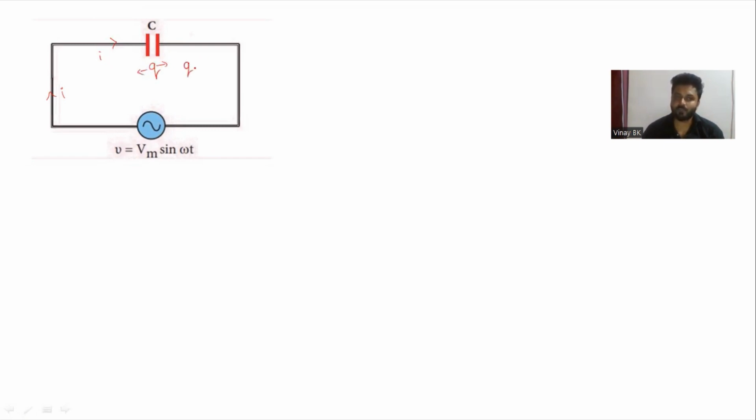That charge is given by C into V, where V is the instantaneous value of voltage. Before that, let me define the supply voltage. V is given by Vm sine omega t. We'll give this as equation number 1, and it is a reference. Voltage is reference.